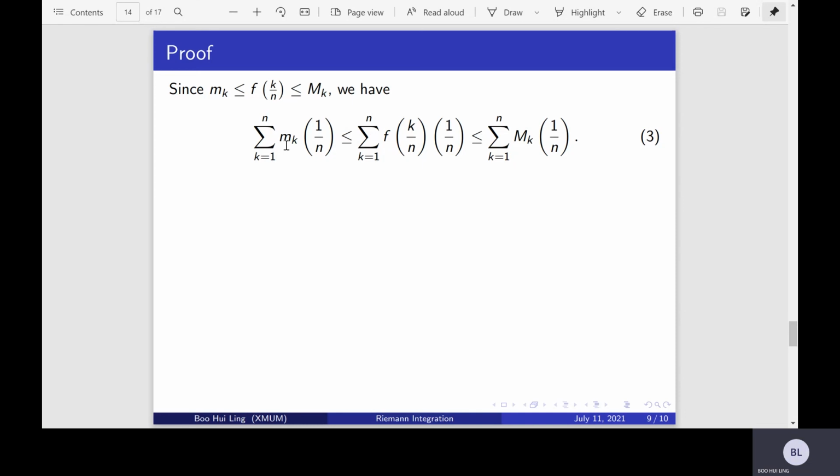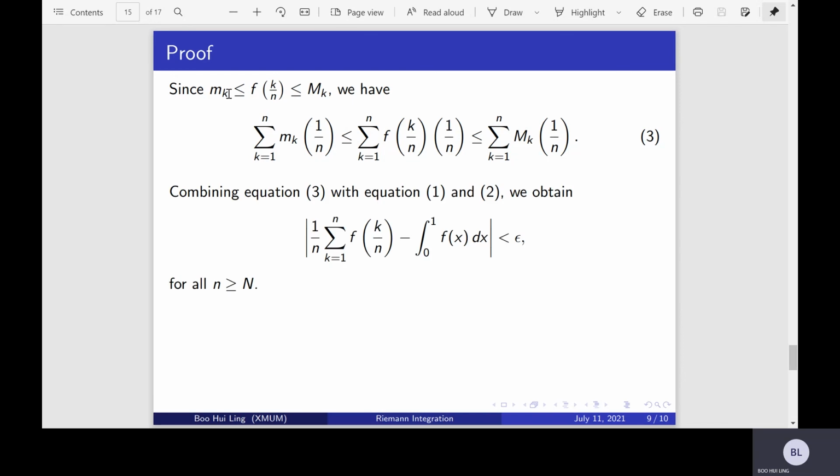From the slide above, we know that this mk is the infimum of f(x) for x in the interval x(k-1) to xk, while the big Mk is the supremum of the function f(x) for x in the interval x(k-1) to xk. Then if we define any function f(x) where x is k over n, such that k over n is between the interval x(k-1) to xk, actually this f(k/n) is less than or equal to its supremum value and greater than or equal to the infimum value.